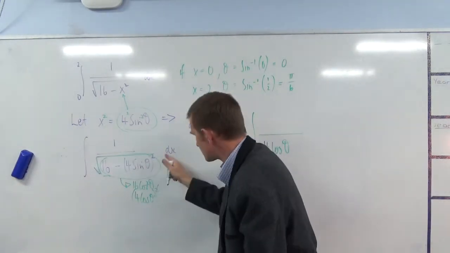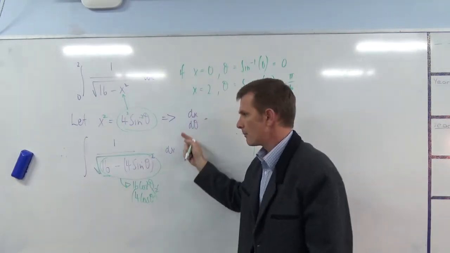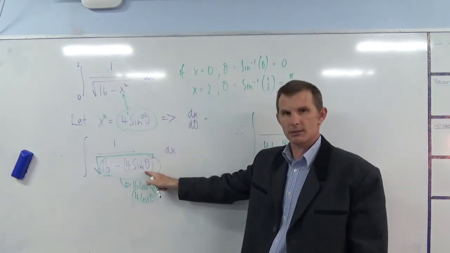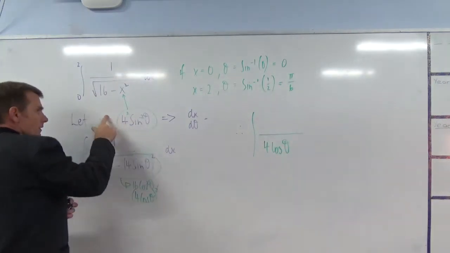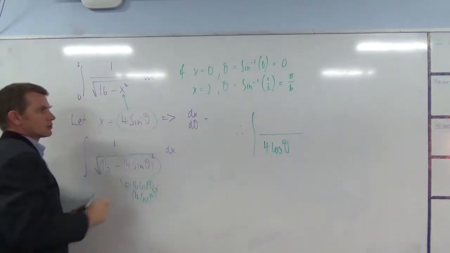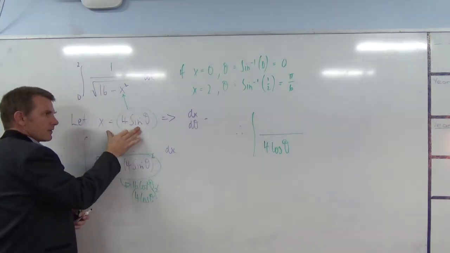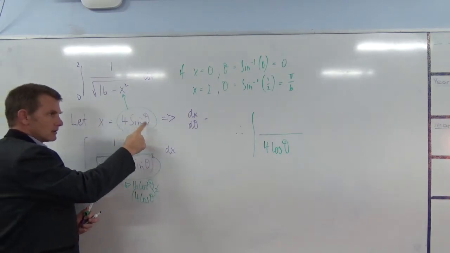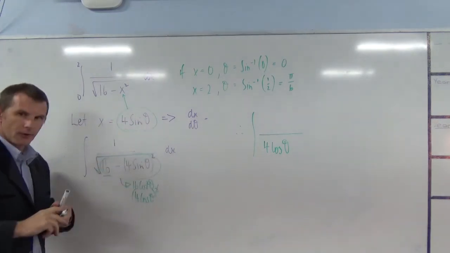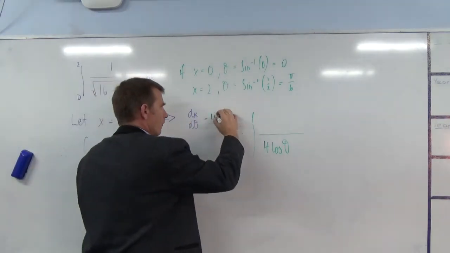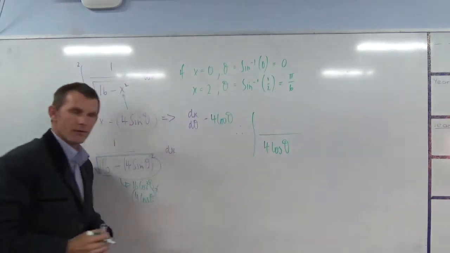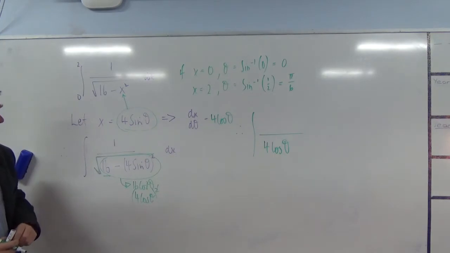Now remember, this is in terms of x, but I've made a substitution. It's now in terms of theta. So I've got to tidy that up. So let's come back here without the squares, the original substitution. Let's differentiate this. Won't we get dx d theta? Sine differentiates to cos. Leave the 4 there. We don't do anything with that 4. Won't that just become 4 cos theta?